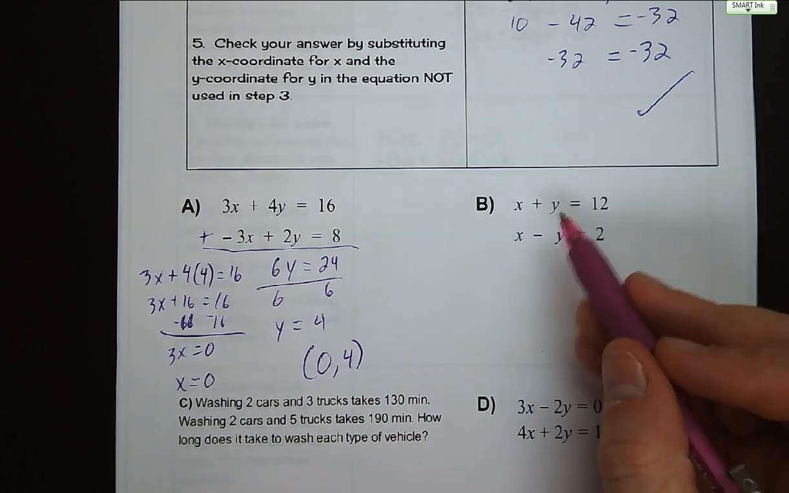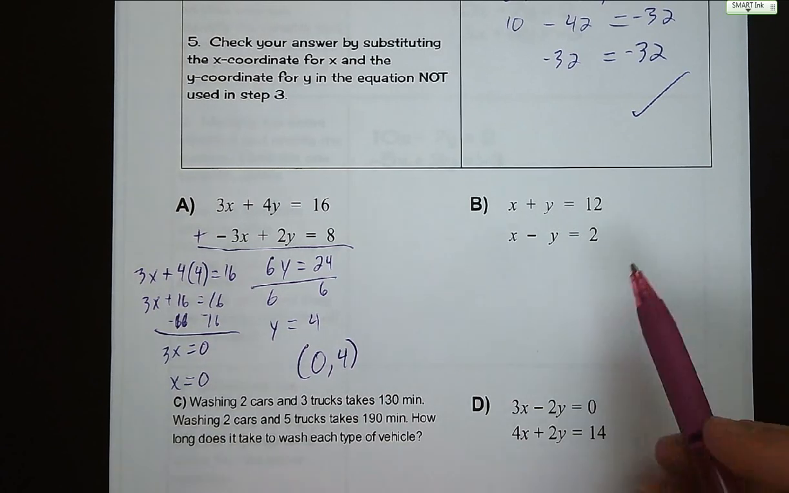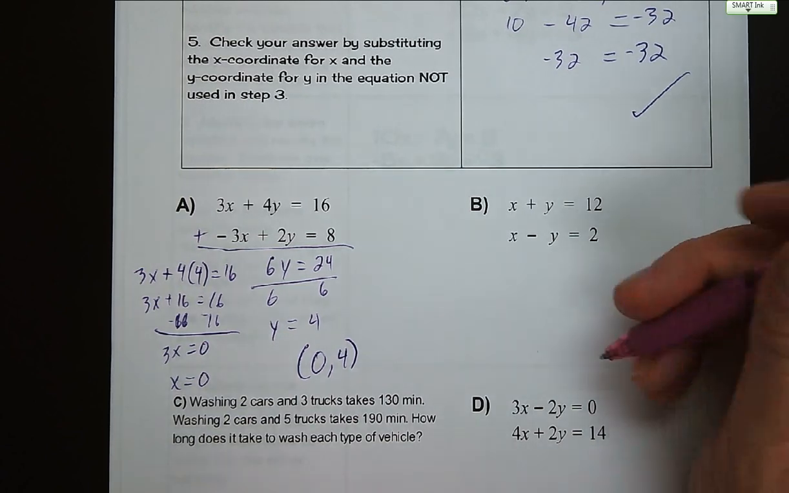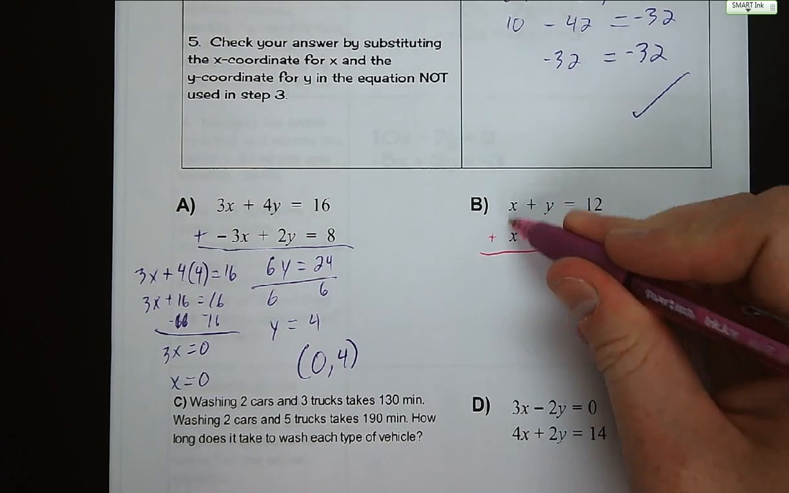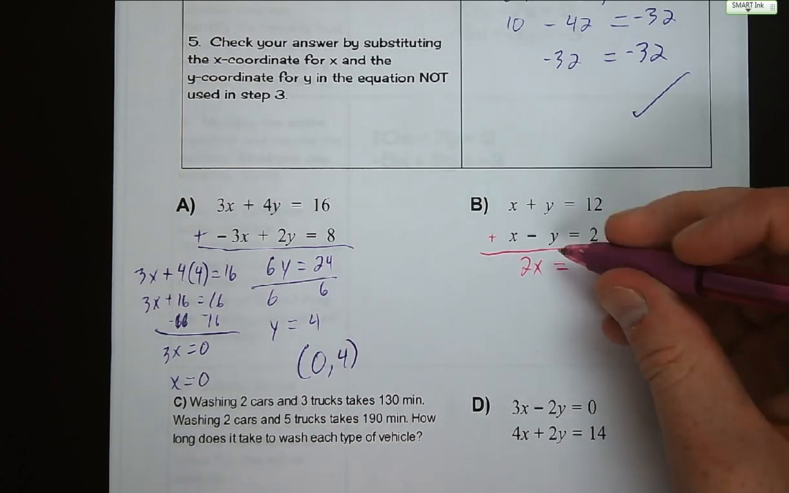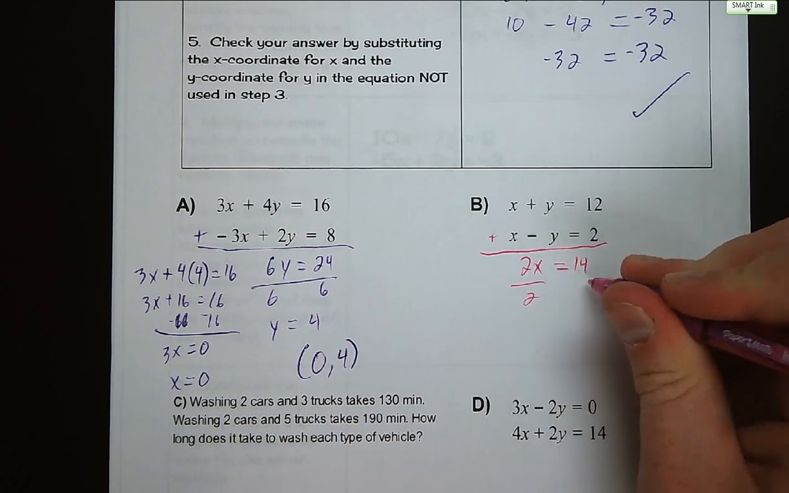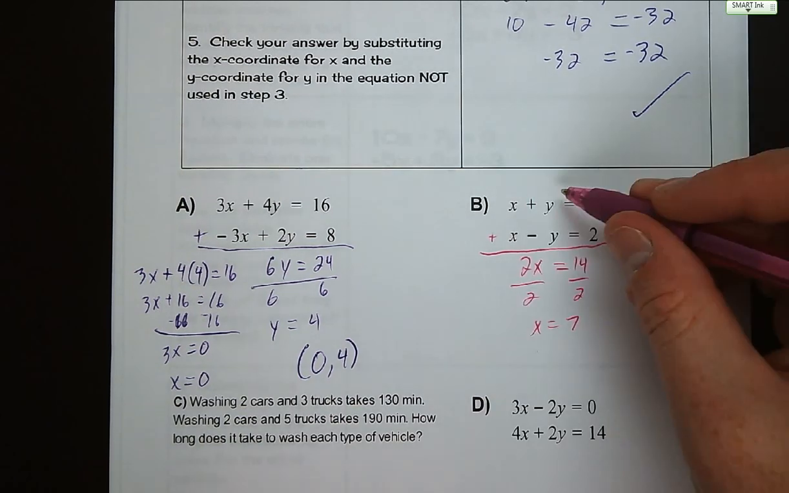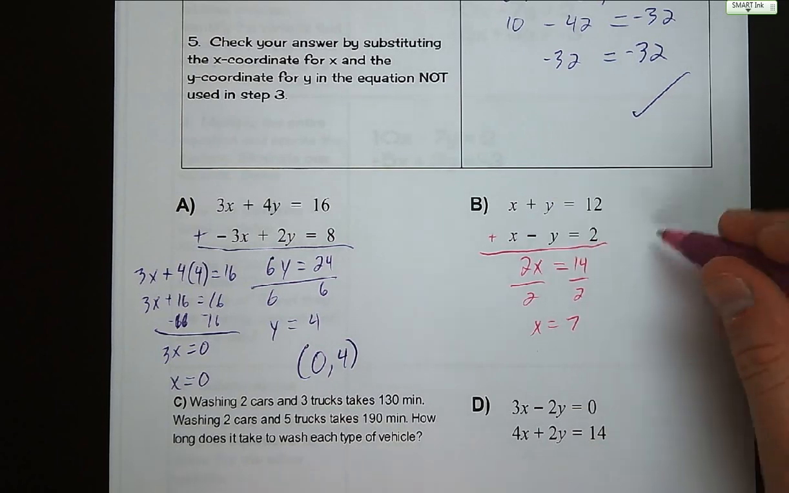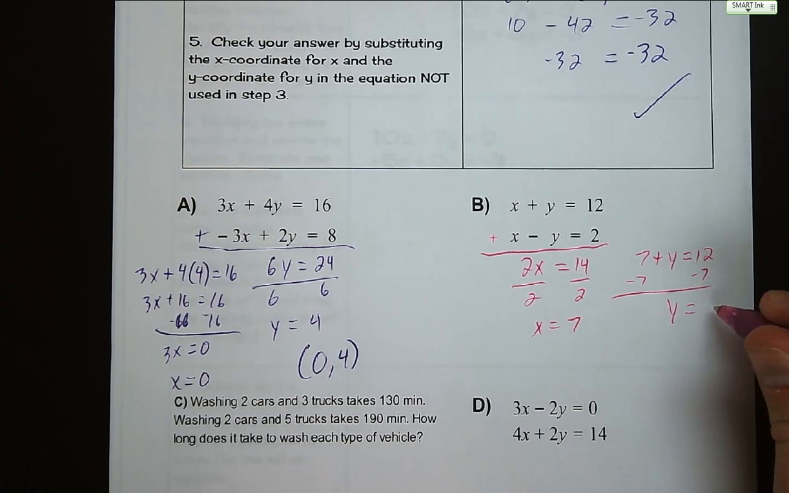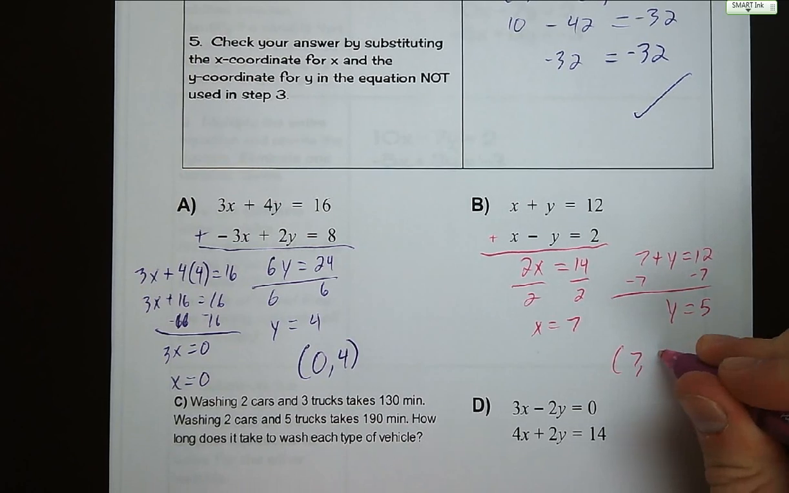All right, letter B. We have x plus y equals 12 and x minus y equals 12. We have additive inverses. The y's are opposites. We have a positive and a negative. So add these two equations together. X plus x is 2x. Our y's canceled out. 12 plus 12 is 24. Divide both sides of our equation by 2, and x equals 12. So we use one of our two equations. I'll use the top one because we want to find y. So 7 plus y equals 12. Subtract 7 from both sides. Y is equal to 5. So my ordered pair is 7, 5.